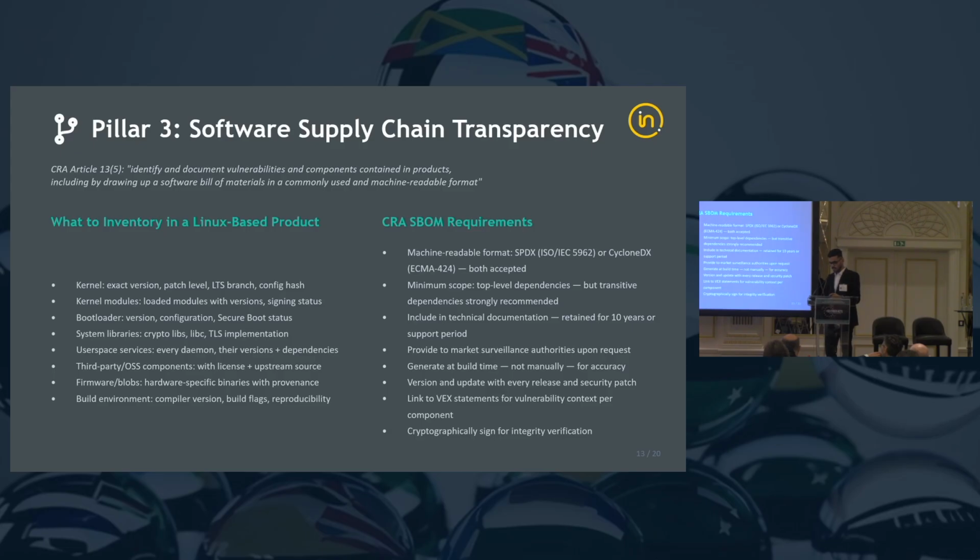Next is supply chain transparency, right? So the CRA mandates SBOM for Linux-based products. That inventory is probably deeper than most people realize. So on the left, you see what you need to capture in a Linux-based product.